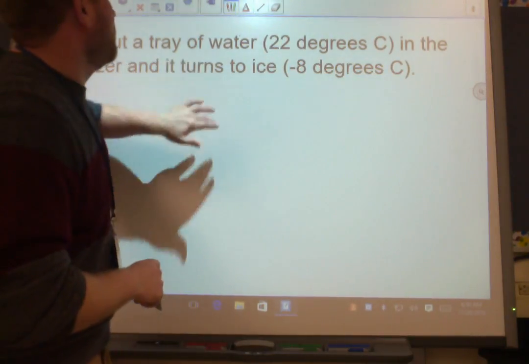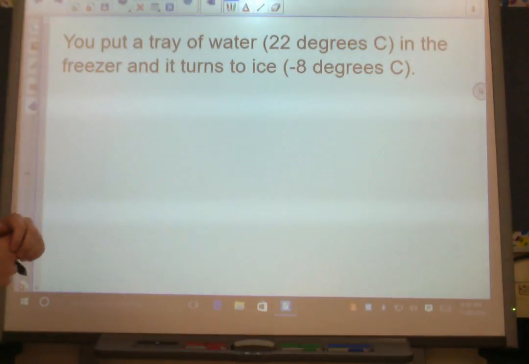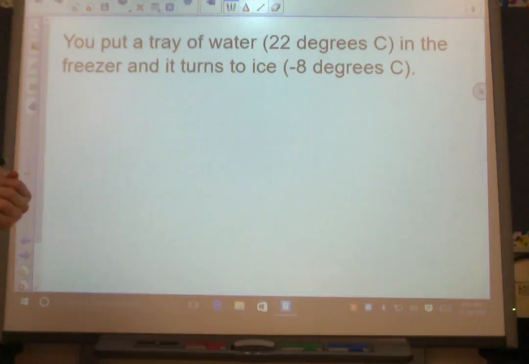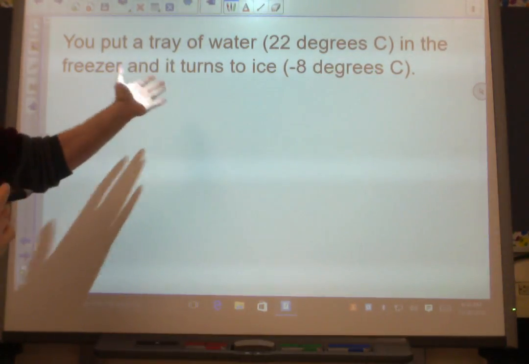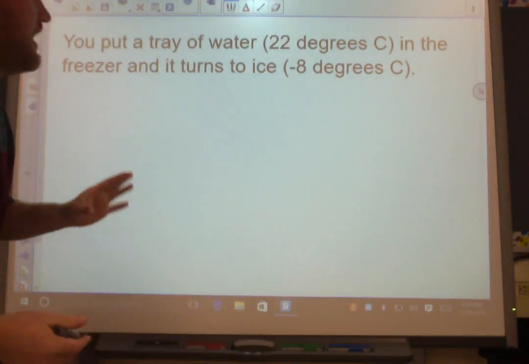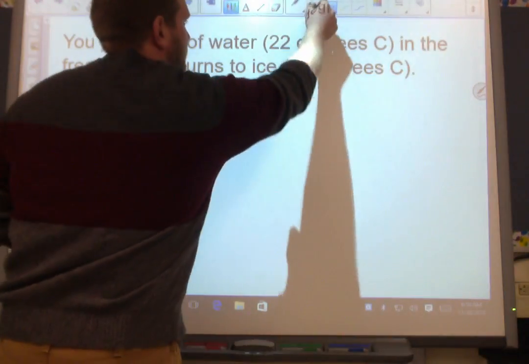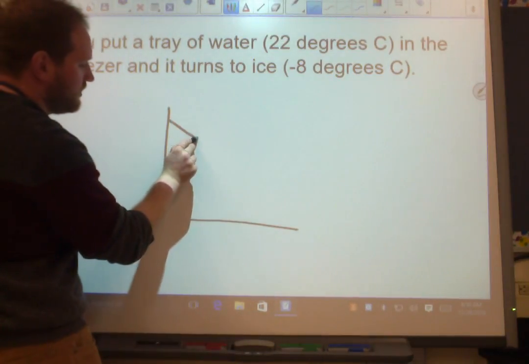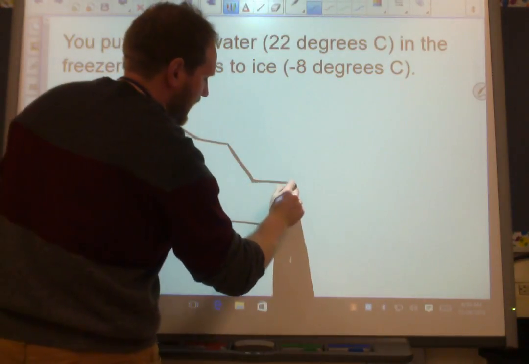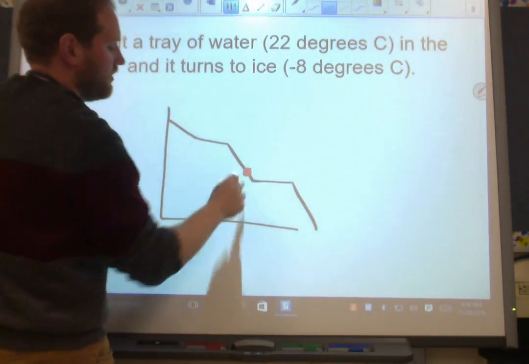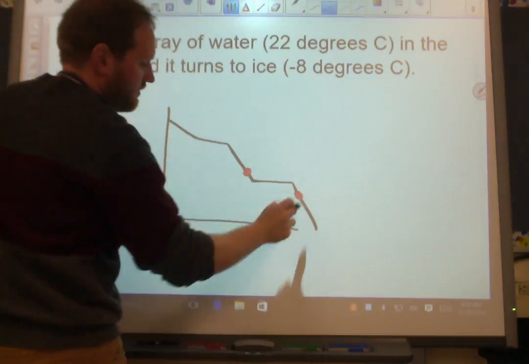Next example. You put a tray of water, 22 degrees Celsius, in the freezer, and it turns to ice, -8 degrees Celsius. All right, so this one's a little more complicated because, as you can see, we're going to be doing a phase change here. In order to go from 22 to -8, you're going to need a phase change. And for this, I just want to show what this would look like on a heating curve, or really a cooling curve in this case. So down, flat, down, flat, down. So if we're starting at 22 degrees Celsius, that's right about here. And we're ending at -8, which is right around here.